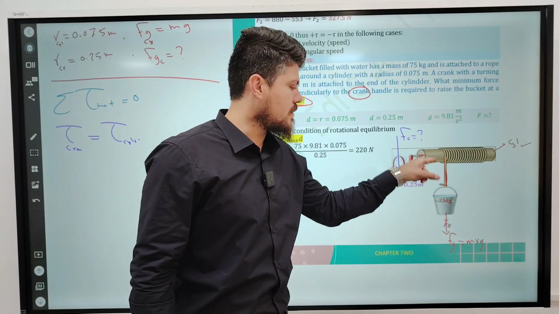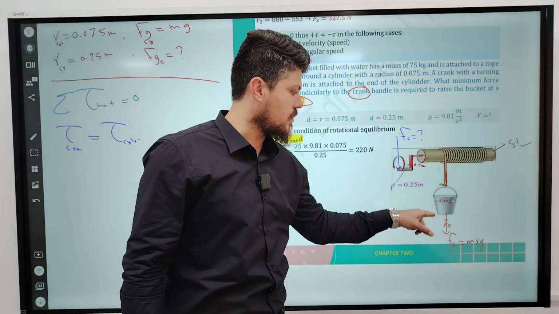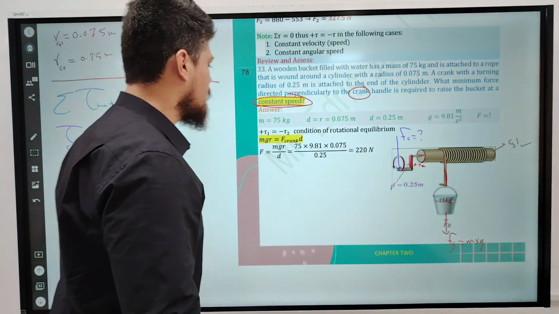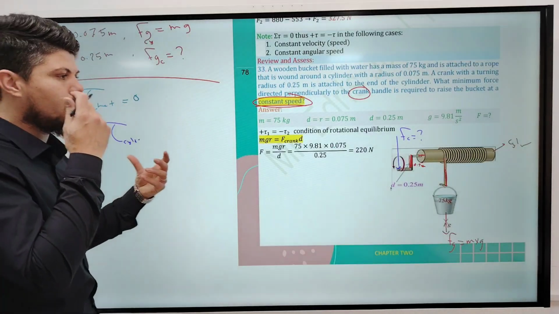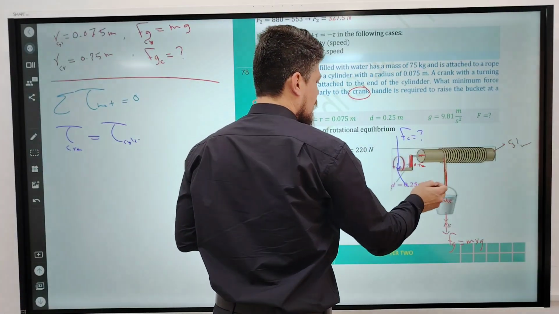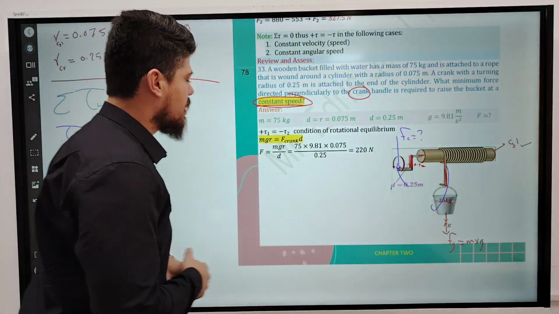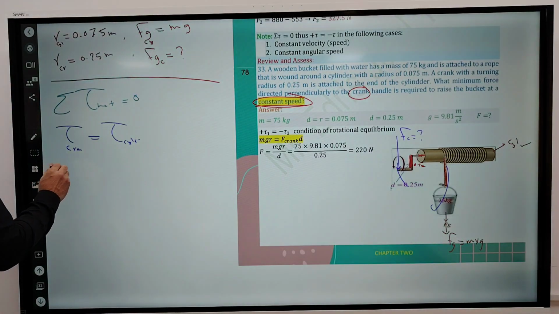But the force of the cylinder, the gravitational force, is known because mass is given. So that is why we have to equalize these 2 torques. How many torques do we have? 2: the torque of the crank and the torque of the bucket.